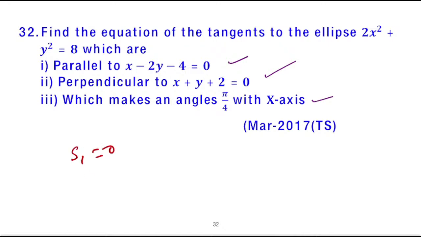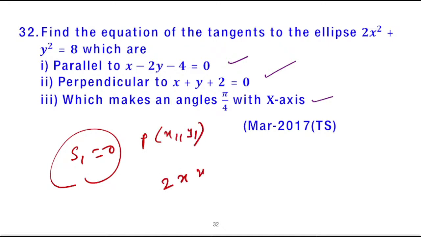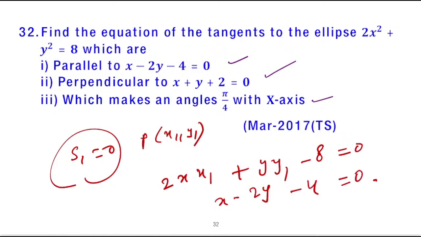S1 equal to 0 and the point is, so what it is: 2xx1 plus yy1 minus 8 equal to 0. Right, my dear? Now this is parallel to this fellow. Compare. You just compare.